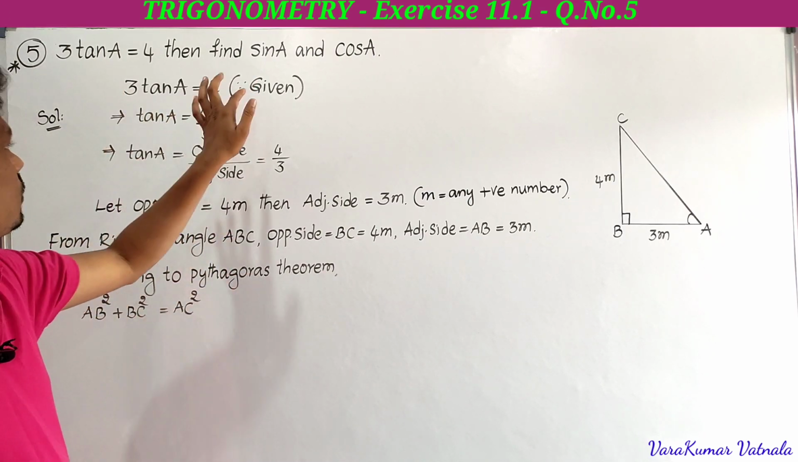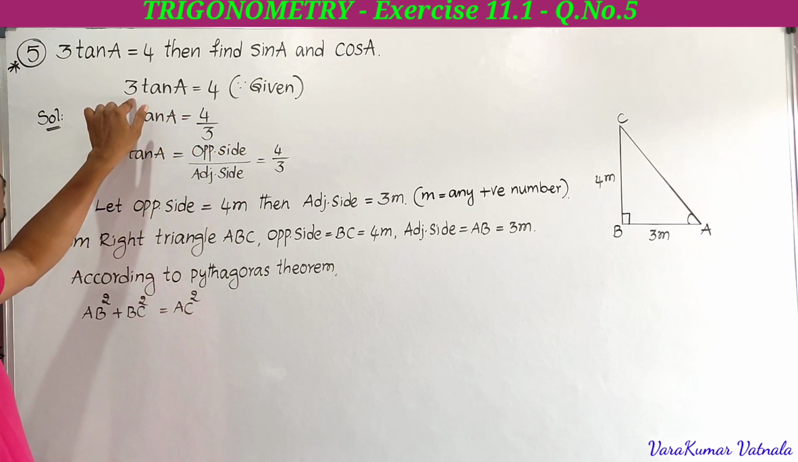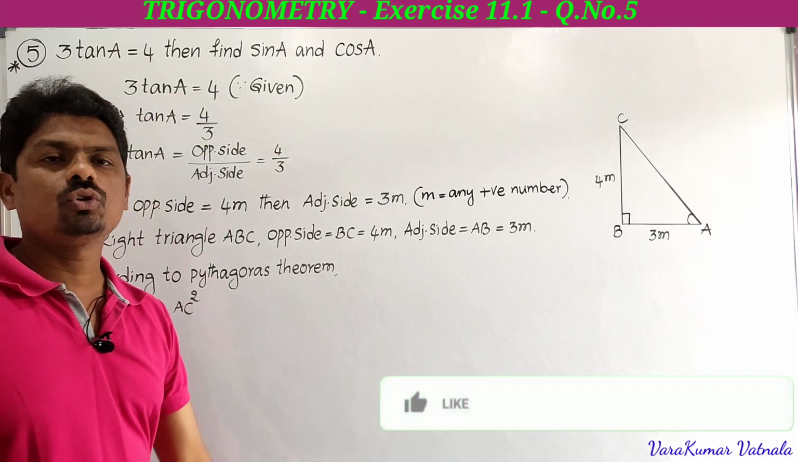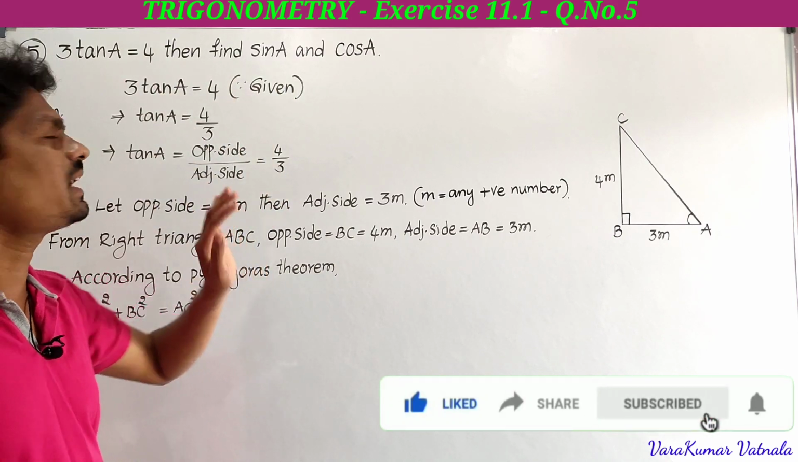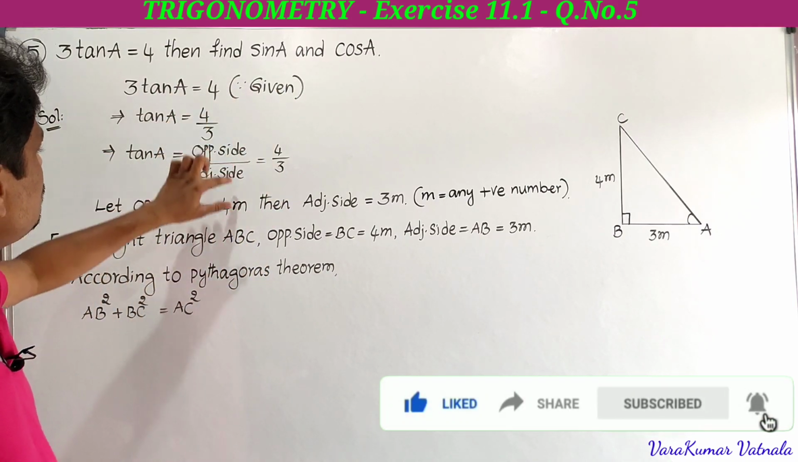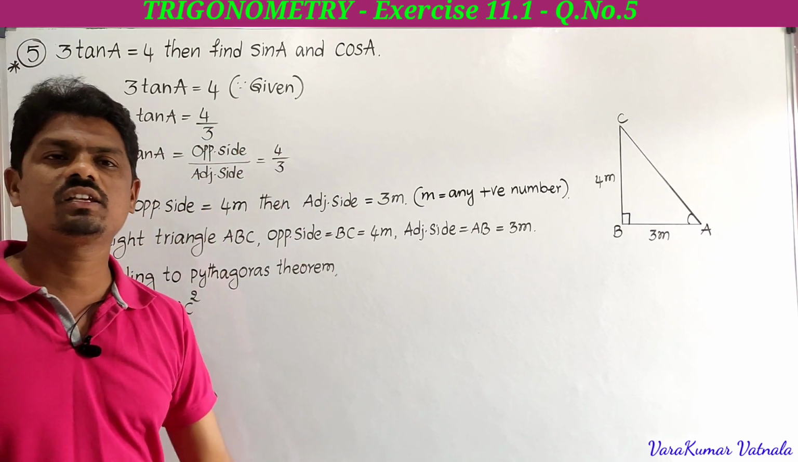So, 3 tan A equal to 4. Take 3 to the right side, then tan A is equal to 4 by 3. Here 3 is multiplying, so it divides. So tan A equal to 4 by 3. But what do we know about tan A? Tan A equal to opposite side by adjacent side, which is equal to 4 by 3, as given.